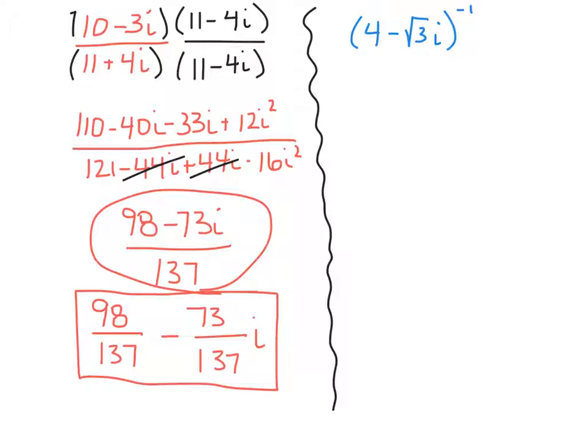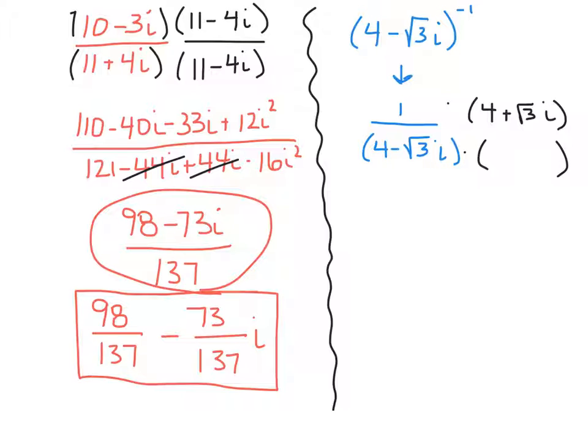Okay, this next problem is just written really fancy, and negative 1 power really means it's in the denominator. So this is really 1 over our complex number 4 minus rad 3i. So we're going to deal with this in the same way. We're going to multiply the top and the bottom by the complex conjugate of the denominator, which would be 4 plus rad 3i. Again, the complex conjugate, you're just changing the sign on the inside. If it was plus, it's minus, and vice versa.